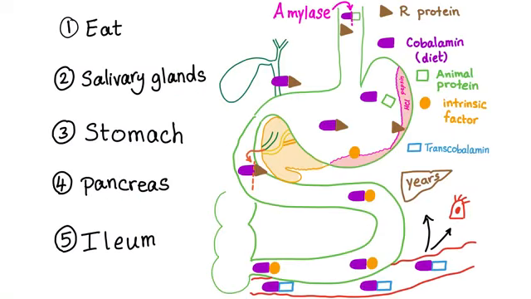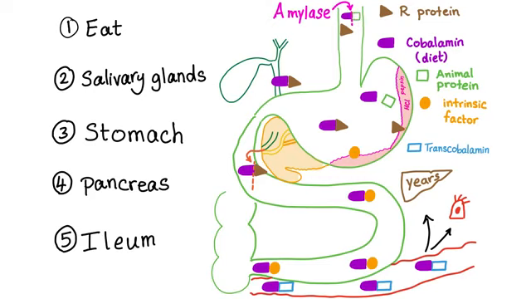Now to the big story of vitamin B12 absorption. Please pay close attention. So we eat vitamin B12 from the diet, preferably animal protein. That does not mean that there are no other sources of vitamin B12, but animal sources are the best. And these will include meat, eggs, dairy products. So this is your vitamin.